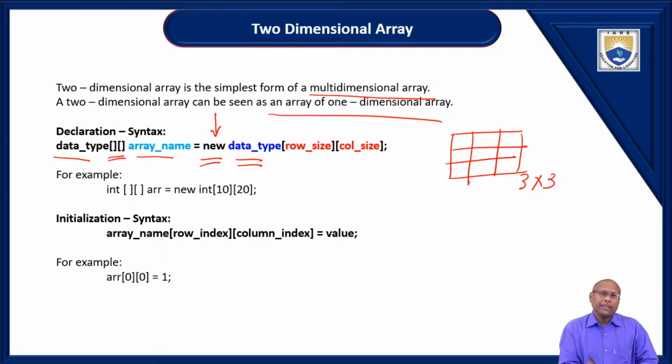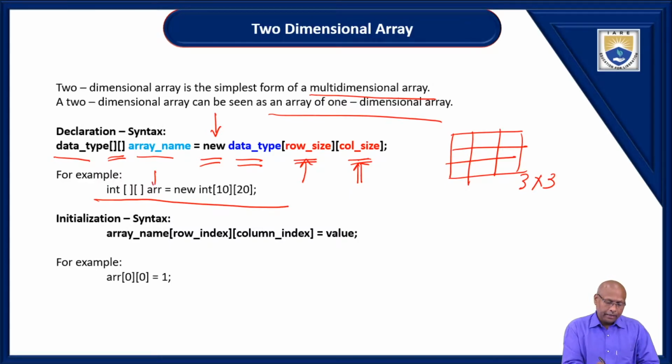Then what type of data, whether integer or character or float or double, so you have to mention the data type. Then you mention the row size, how many rows you need for the two-dimensional array, and then the number of columns for the matrix. Now for example, observe this syntax: int, 2 square brackets, arr. arr is the name of the array or name of the matrix. The 2 square brackets indicate it is a two-dimensional array, and simply declaring is not enough. You have to instantiate, that means allocate memory.